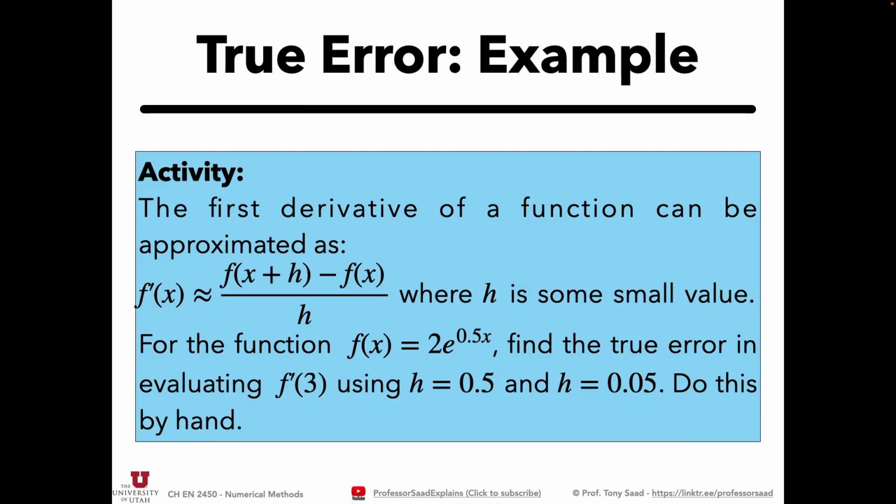So now for the function 2e to the half x, I want you to find the true error in evaluating f prime of 3 using these two values of h. Okay? So start by finding the true answer for f prime of 3 using your analytical formula, right? The true derivative for this. You can use your calculator to get f prime of 3, and then evaluate the approximation and take the difference. Okay? So that's what we will be doing here.